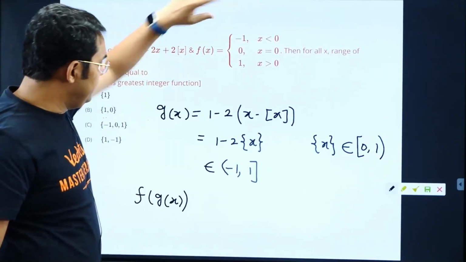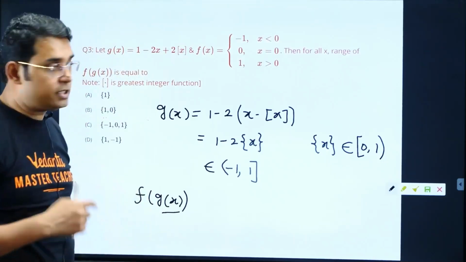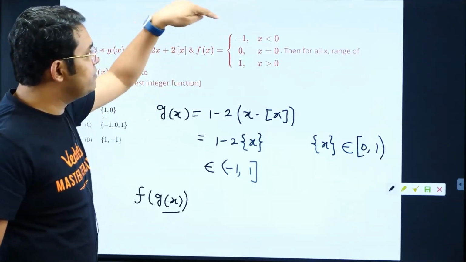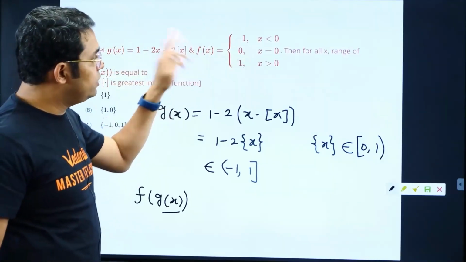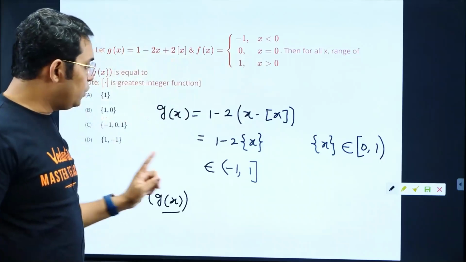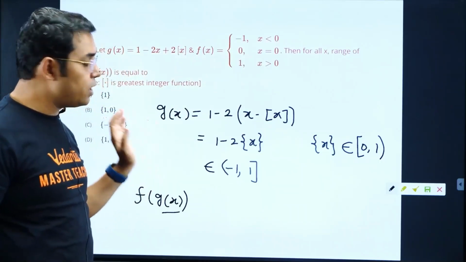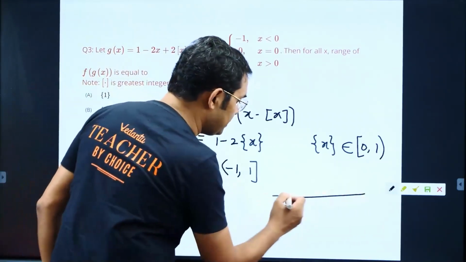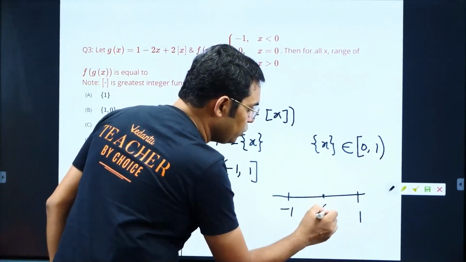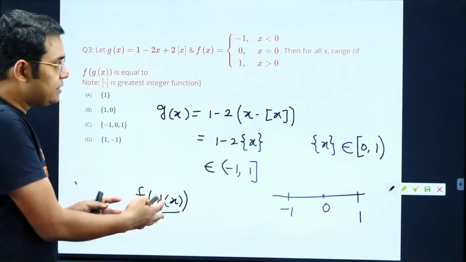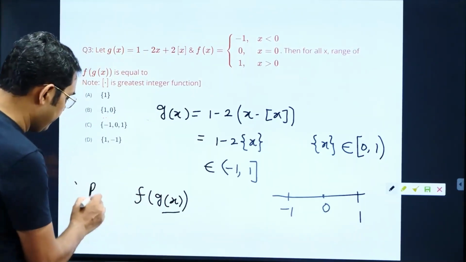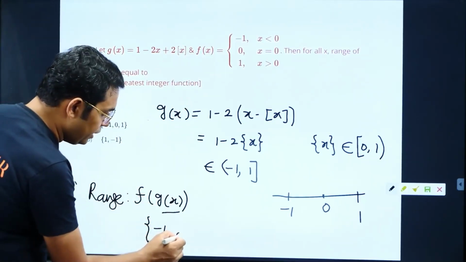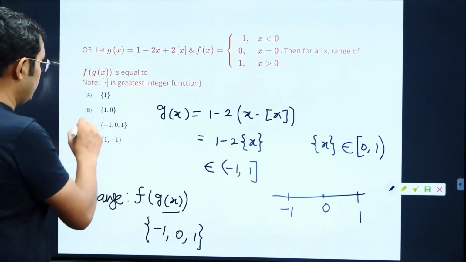Here you just have to check whether this g(x) can take negative, positive and 0 values or not, because this function is just telling you if x is negative then it is minus 1, if x is 0 then it is 0, and if x is positive then it is 1. Now you can see that g(x) is taking all sorts of values, positive also, negative also and 0 also, because it will be from minus 1 to 1, where in between 0 will also lie. So for this f of g(x), the final range will have all elements, that is minus 1, 0 and 1. So answer for this question should be C.